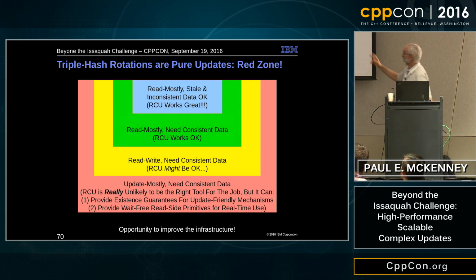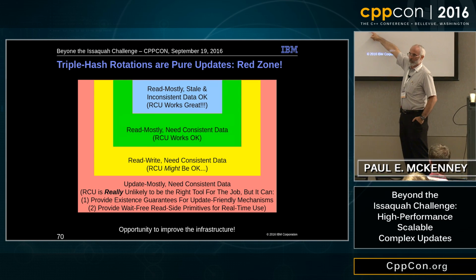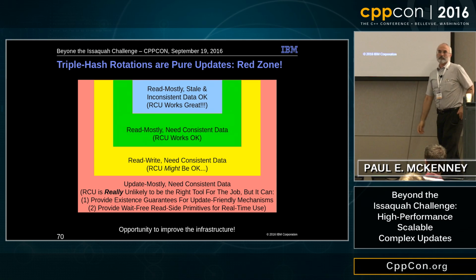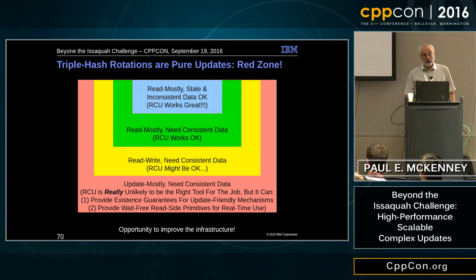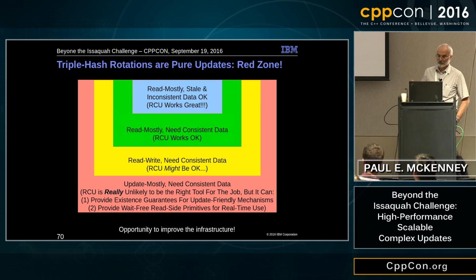On the other hand, I'm using RCU in a problem where I've said many times it's stupid to use RCU, okay? But you know, sometimes you gotta do something stupid. And the other thing that's nice about this is an opportunity to improve the infrastructure. If you abuse something and it breaks, you fix it, you may make it work better for things that aren't abusing it. So it's not necessarily a bad thing to do.